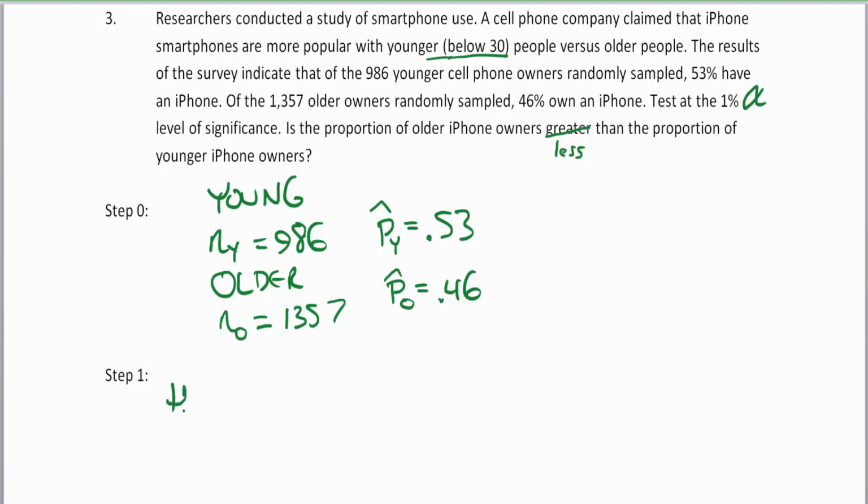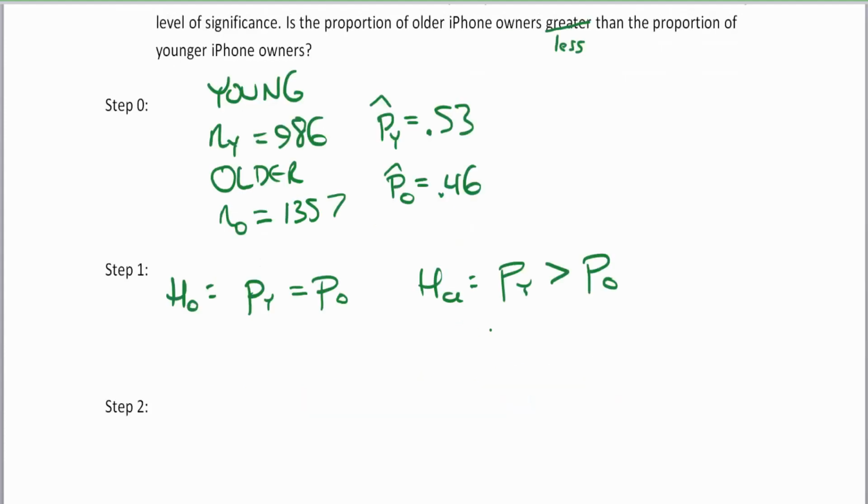All right, so let's do our null hypothesis here. A null hypothesis is where my p sub Y is equal to my p sub O. Okay, now our alternative is going to be my p sub Y is greater than my p sub O. All right, because that would then match, because it looks like younger people have 53% and older people have 46%.